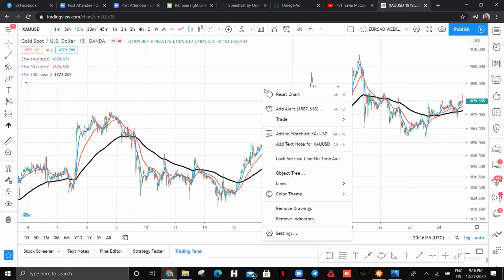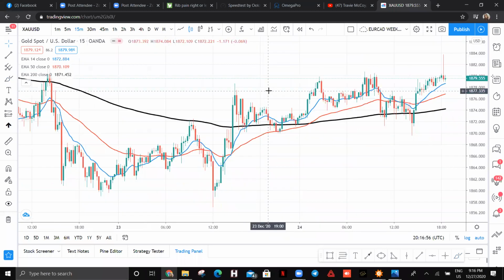So let me reset this chart so you can see what it looks like. Now remember the 14 is the blue line, the red is the 50 moving average, and the black is the 200 moving average. And remember you are using exponential on your mobile phone, exponential on your mobile phone.